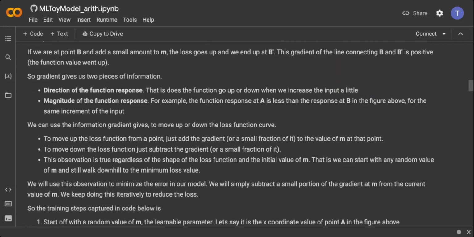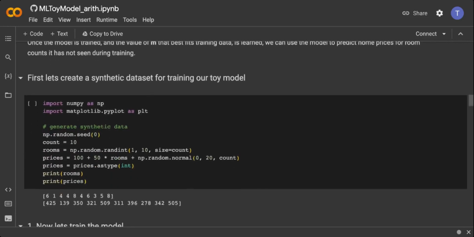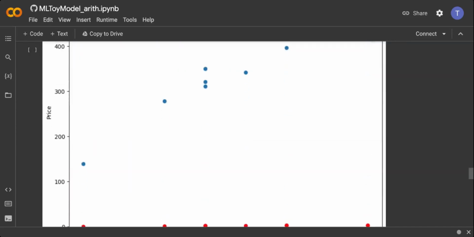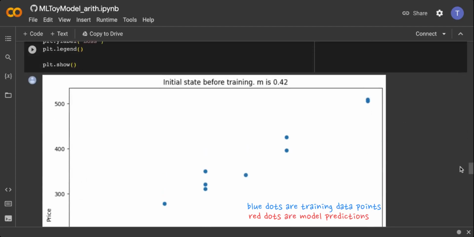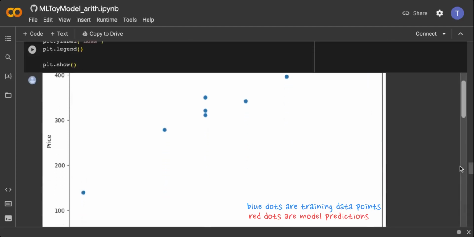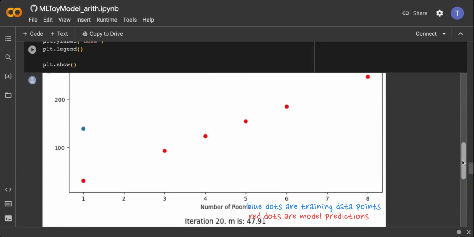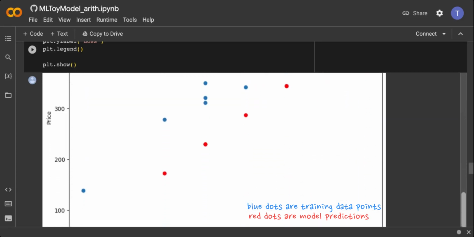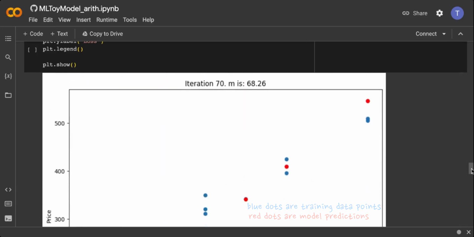The code below creates a synthetic dataset for training our toy model. We will skip the training code for now, and look at the visualizations to get a feel for the training process. Before training, the model's price predictions with the randomly chosen value m is way off from the actual prices. As training progresses, the value of m is updated to reduce this difference. At the end of the training, the model predictions have significantly improved. We will now examine the code to see how the model prediction improves over iterations.